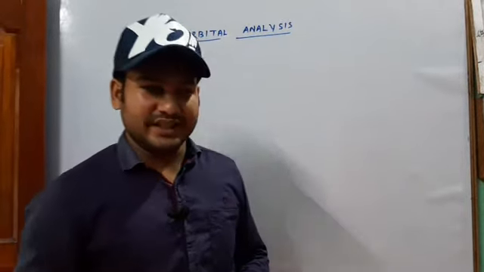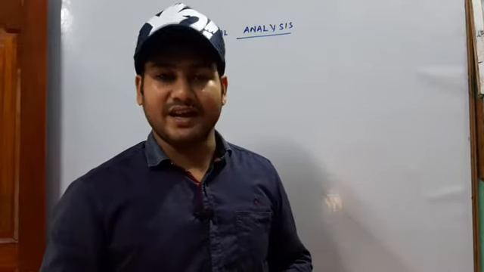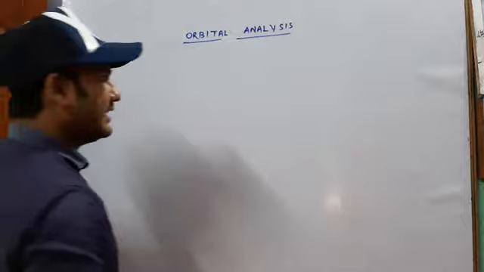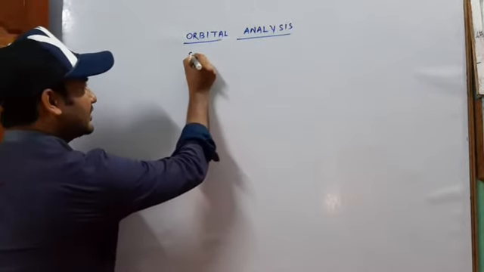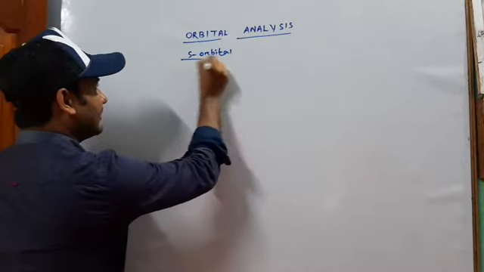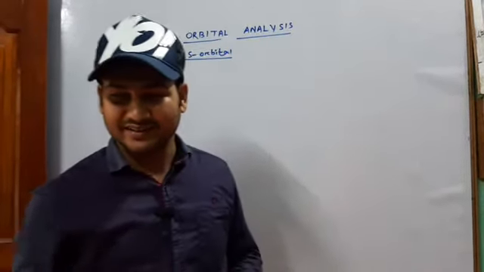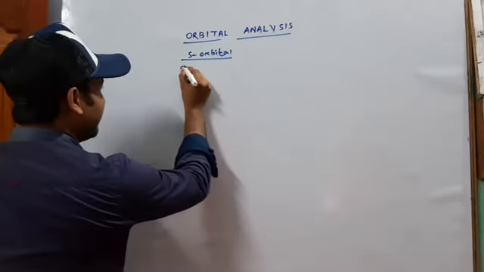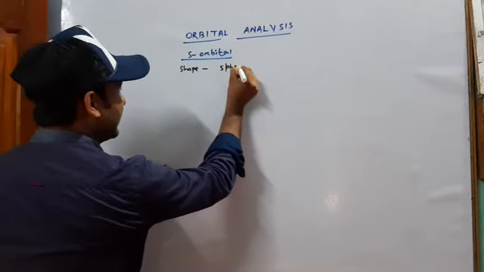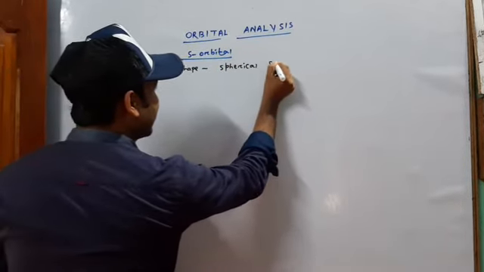Today we shall discuss orbital analysis. We know that there are different types of orbitals. At first we discuss the s orbital. What is the shape of the s orbital? Spherical. The shape of the s orbital is spherical, symmetrical.